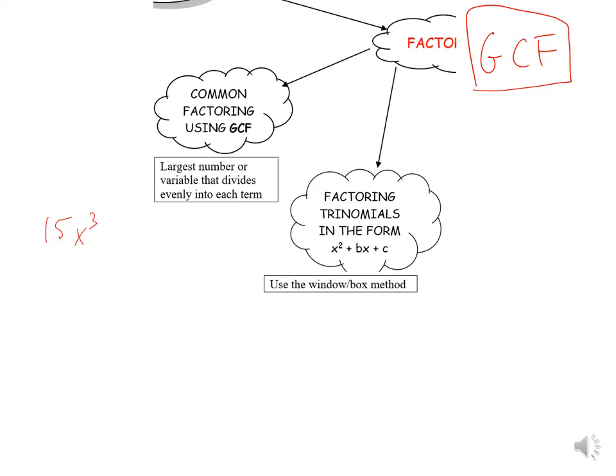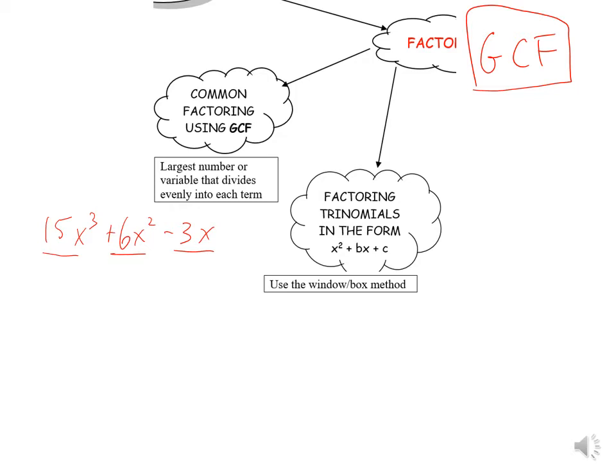15x cubed plus 6x squared minus 3x. Remember, factoring is the opposite of multiplying, so it's like dividing. So let's start off by drawing little fraction lines or divide lines. And then you have to ask yourself, what's the biggest number that goes into all of those?